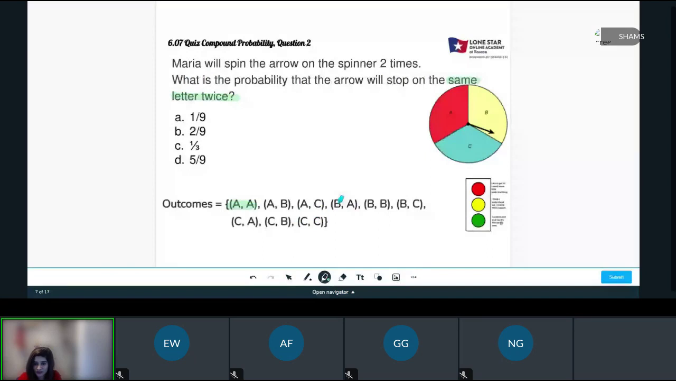Stopped on the same letter twice. It happened 3 times that it stopped on the same letter out of the 9 total times. Does it make sense? Repeated letters happened 3 out of the 9 times, so we can say 1/3 in simplified form. And answer choice C looks correct.